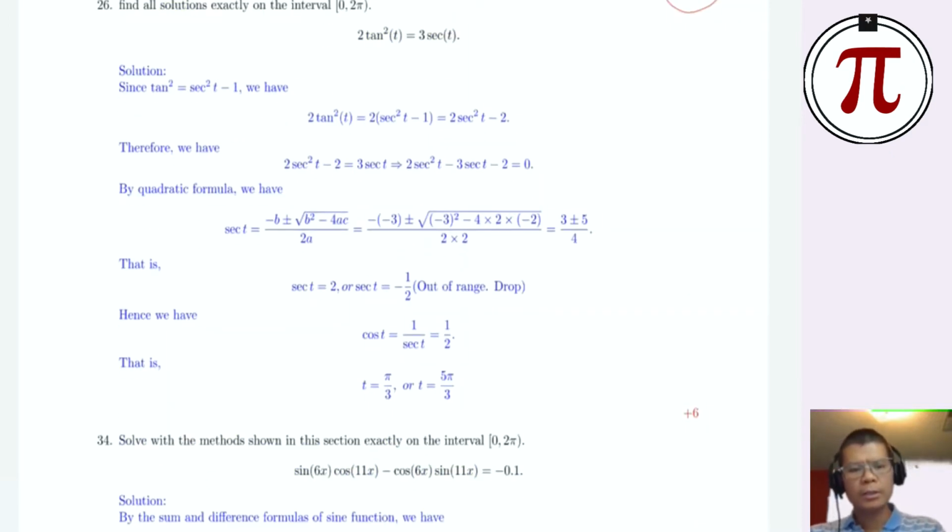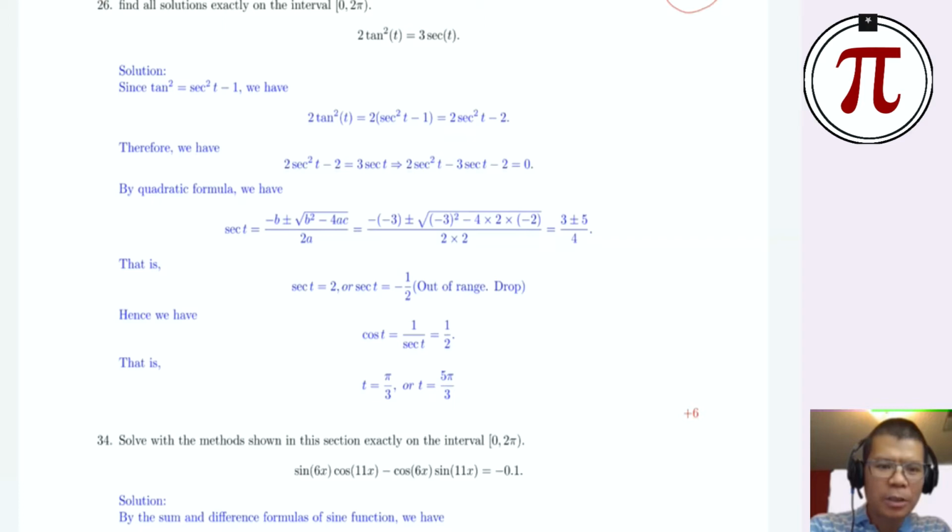Now let's consider question 26. All right, question 26. Salim, can you read first? Find all solutions exactly on the interval 0 to pi. 2 tan squared t equals 3 sec t. Okay, very good. All right.